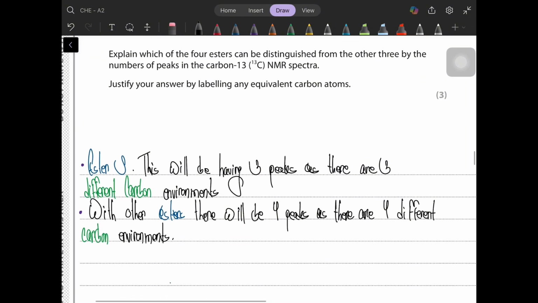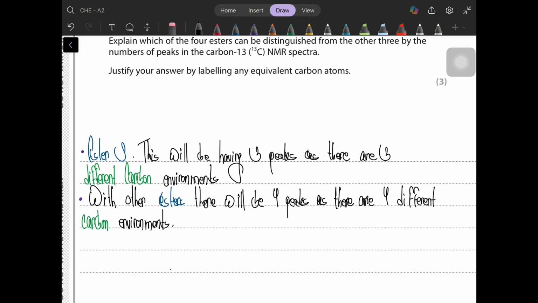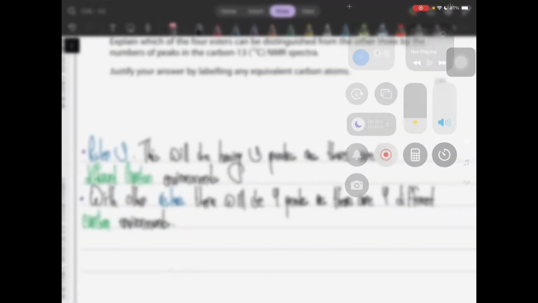Explain, right? Ester S, this is because it will be having three peaks as there are three different carbon environments, right? And with the other esters there will be four peaks as there are four different carbon environments. Okay.